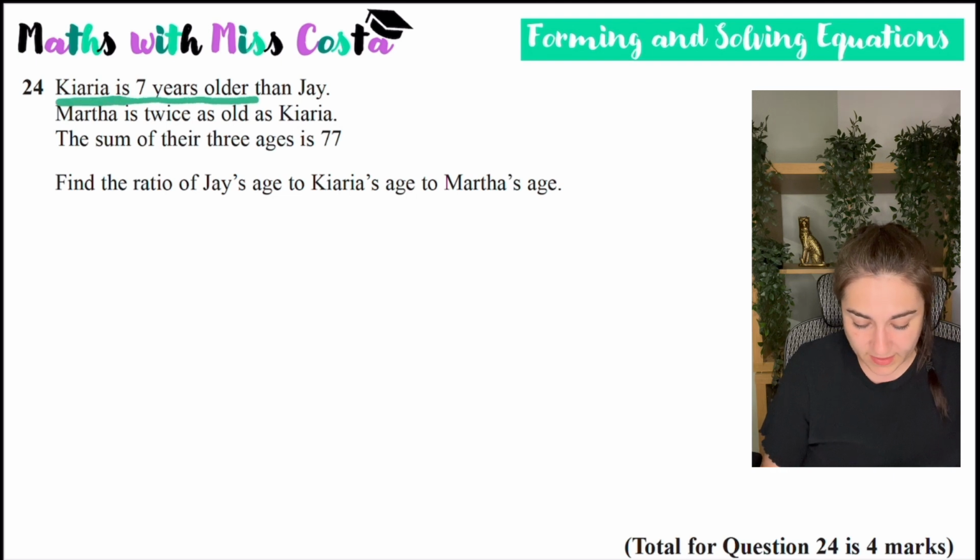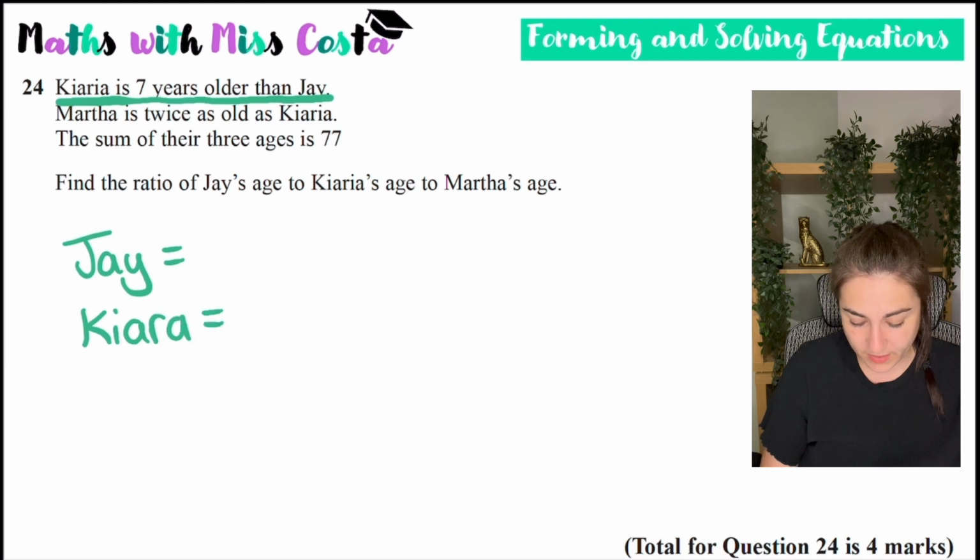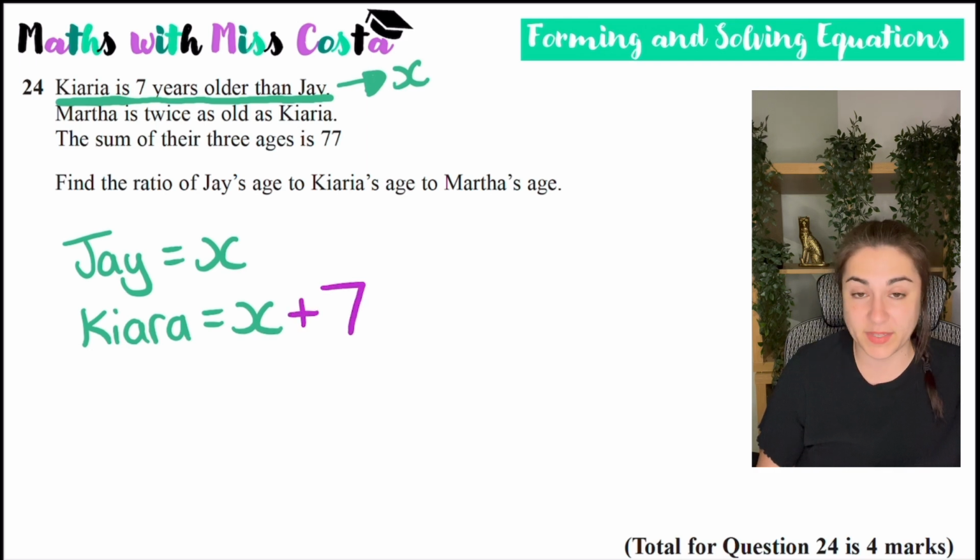So I'm told that Chiara is 7 years older than Jay. Okay, so I don't know how old Jay is, but I know that however old he is, Chiara is 7 years older than him. So what I'm going to do is Jay is my patient 0. I'm going to call him x. I don't know how old he is, but I do know that however old he is, Chiara is 7 years older than that. So I can then form an expression.